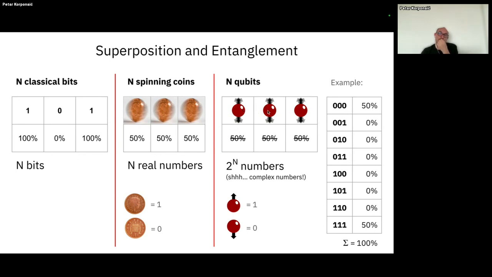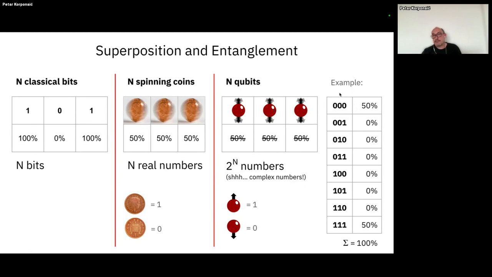So when you measure the second qubit, you will get the same outcome. Not necessarily, but we can put qubits into that relation. We can entangle qubits. This is called entanglement. So entanglement is a relation between probabilities of individual qubits.